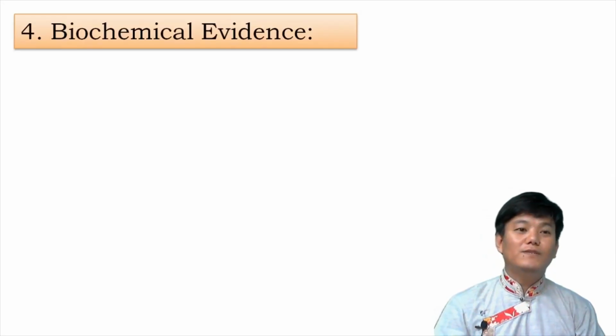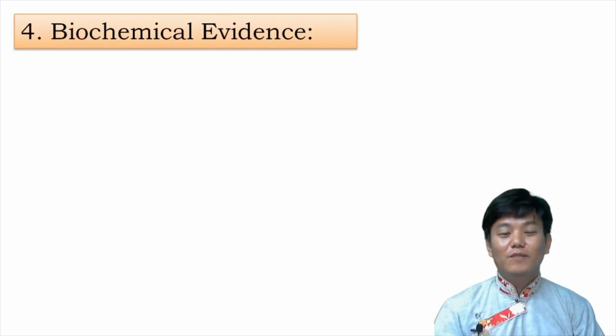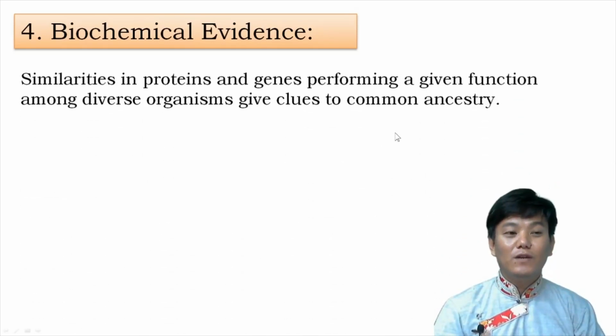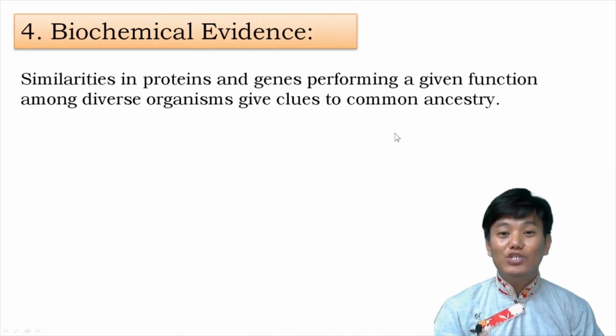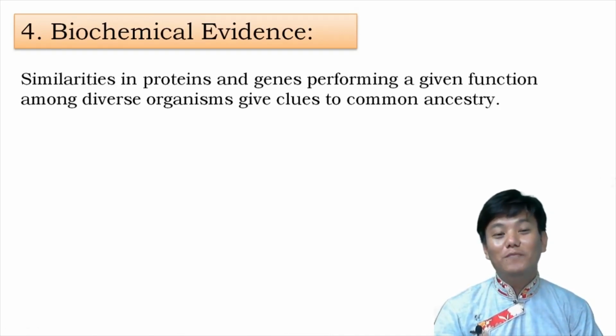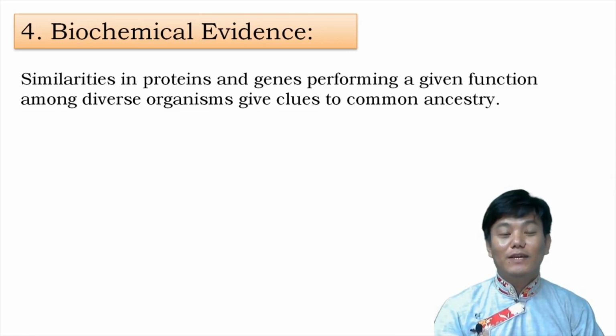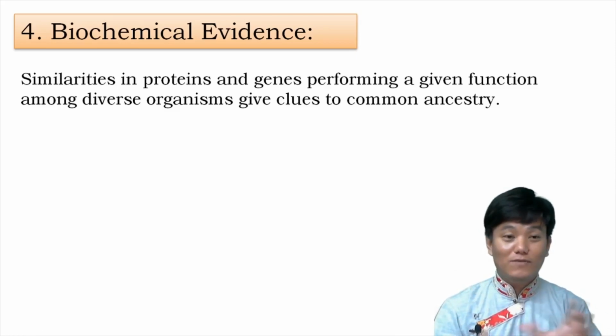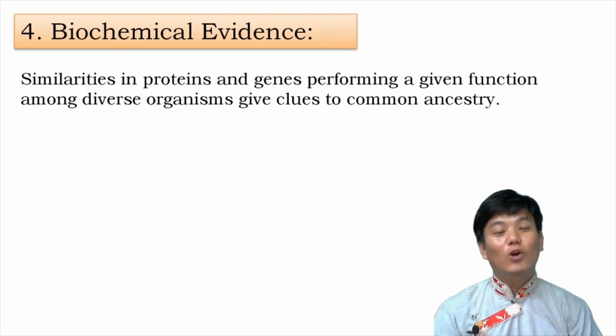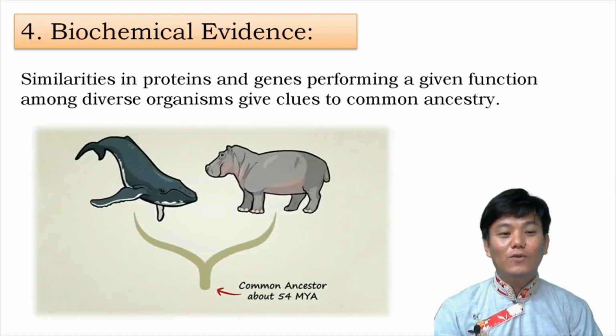The fourth evidence is biochemical evidence. In biochemical evidence, we look at the similarities in proteins and genes performing a given function among diverse organisms. If there are similarities in proteins and genes among different organisms, this can also indicate common ancestry. Now, to simplify things, take a look at the hippopotamus and whales. Whales, the largest mammal on the planet Earth, and the hippopotamus are said to share a common ancestor.